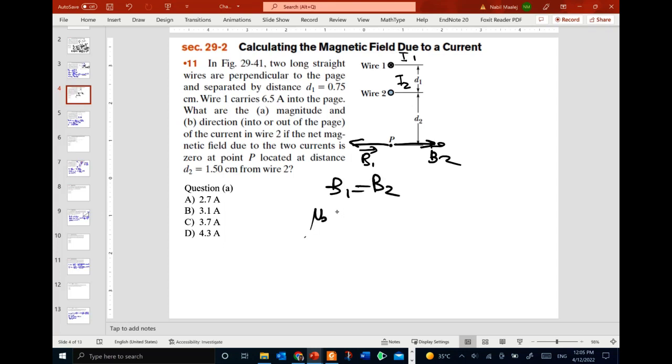That's mu 0 I divided by 2 pi. What is the distance from current 1 to point P? It's D1 plus D2.